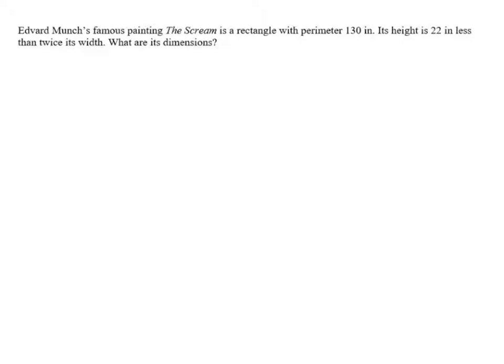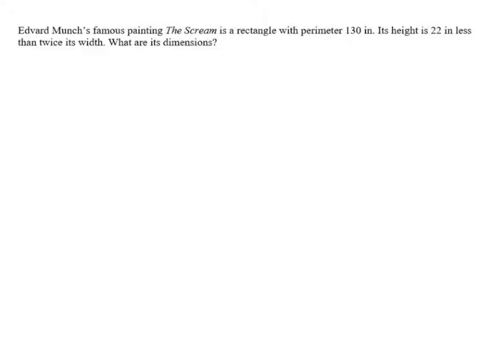Edvard Munch's famous painting, The Scream, is a rectangle with perimeter 130 inches. Its height is 22 inches less than twice its width. What are its dimensions?